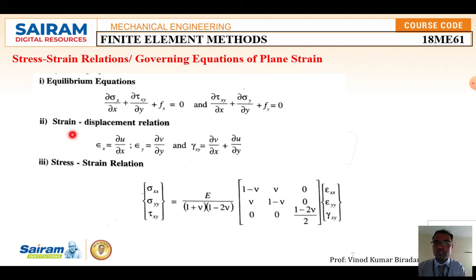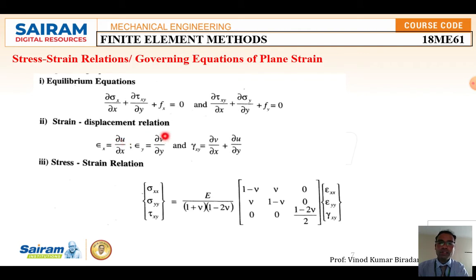Coming to the next equation, the strain displacement relation. Again there will be two strains, one along the x direction and one along the y direction. The strain along x is equal to dou u by dou x, and the strain along y is equal to dou v by dou y. We consider the displacement along x as u and the displacement along y as v.